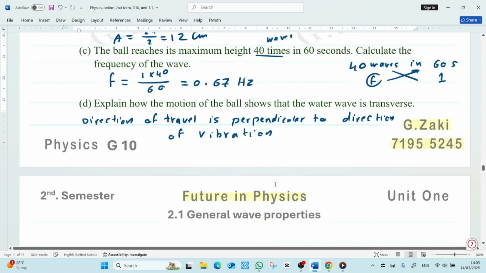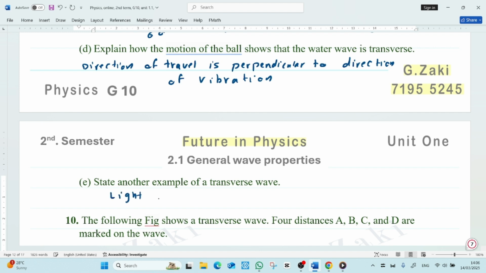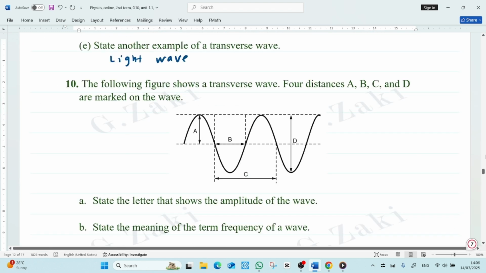Next part. State another example of a transverse wave: a light wave or any electromagnetic wave. We can say light wave. This is an example of a transverse wave. Next question. The following figure shows a transverse wave for which distances A, B, C, and D are marked on the wave. State the letter that shows the amplitude. Of course, the amplitude is A.